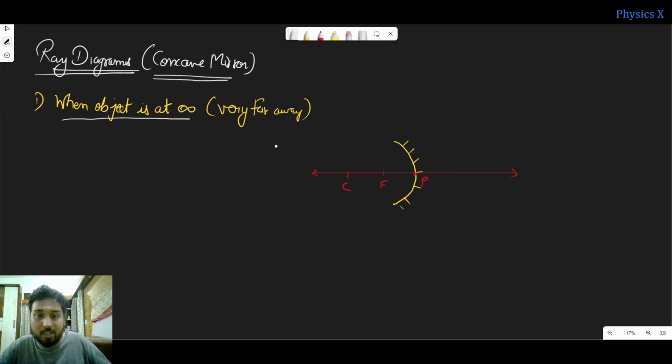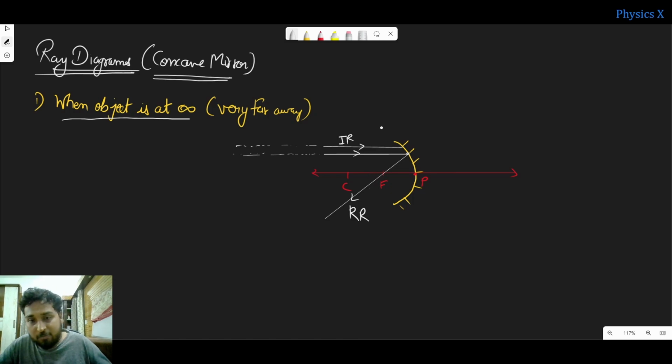If it is at infinity, that means from far away the rays will be coming. Like this the rays will be coming, parallel to the principal axis. So where will they meet? The reflected ray will be passing through the focus point. Just now we discussed the rule. This is the point of incidence, so it will be passing through the focus. So if the object is placed at infinity, these rays will be coming from that object. Let us consider these two rays, and these will be passing through the focus.